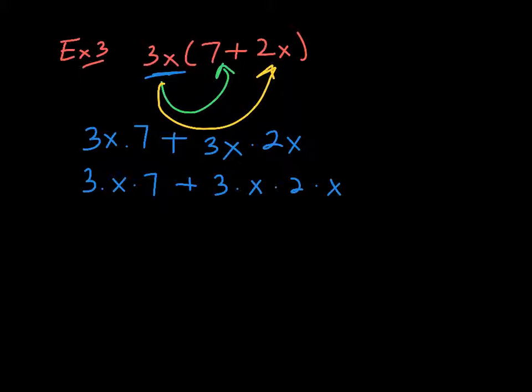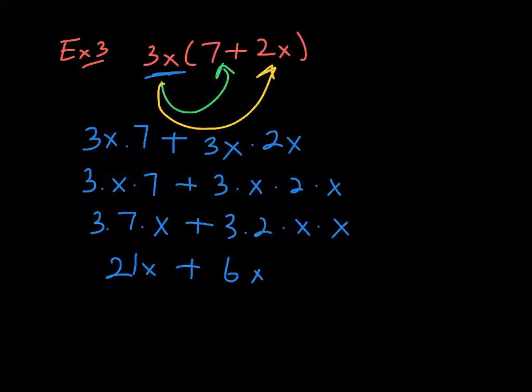So this becomes 3 times 7 times x, plus 3 times 2 times x times x. So 3 times 7 is what? 21 times x, that's 21x, plus 3 times 2, that is 6, x times x is x squared. So the fully expanded form of 3x into 7 plus 2x gives us 21x plus 6x squared.